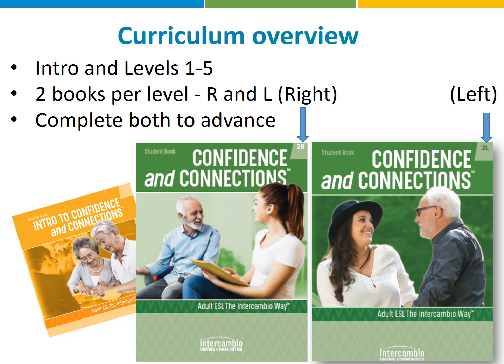You can begin with either L or R, and it takes both the L and the R book to complete a full level. For example, if a student places into level 2, they can start with 2R, complete that, then complete 2L, and then move to either 3L or 3R, or they can start with 2L and then do 2R before moving to level 3.